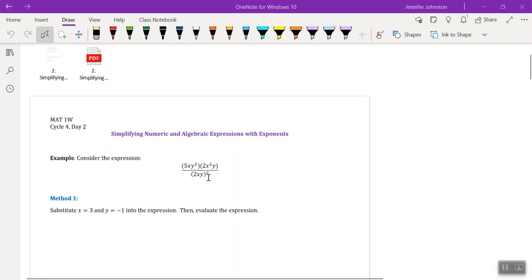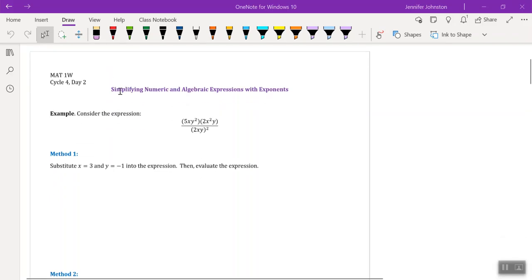All right, now we're going to move on to cycle 4, day 2. Let's check that out. Okay, so cycle 4, day 2: simplify numeric and algebraic expressions with exponents.